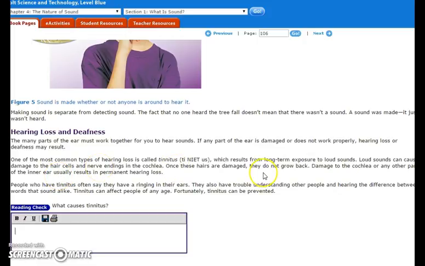So, can you think of any ways of preventing hearing loss? I know for me, the best way would just be to not be around loud sounds for very long. And there are actually many worker safety laws that require people to have proper ear protection around certain types of sounds. So maybe you can come up with some ideas on your own.